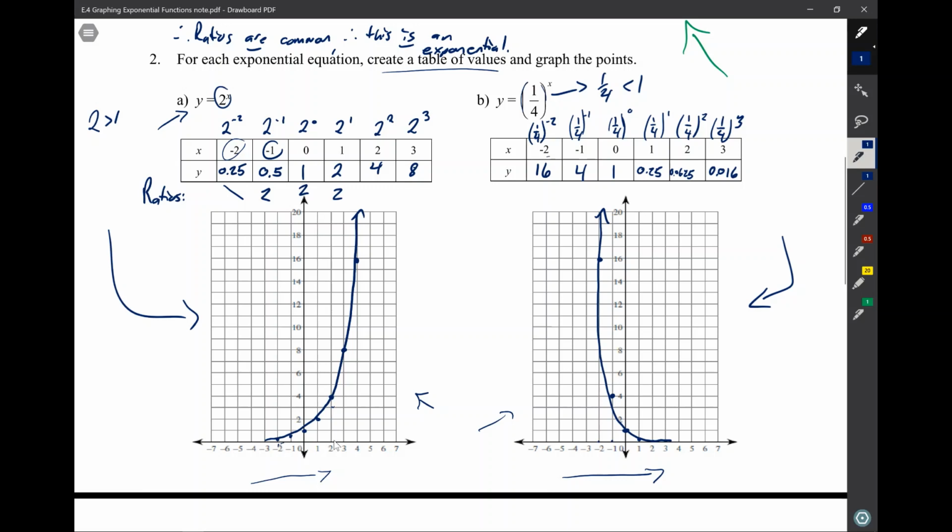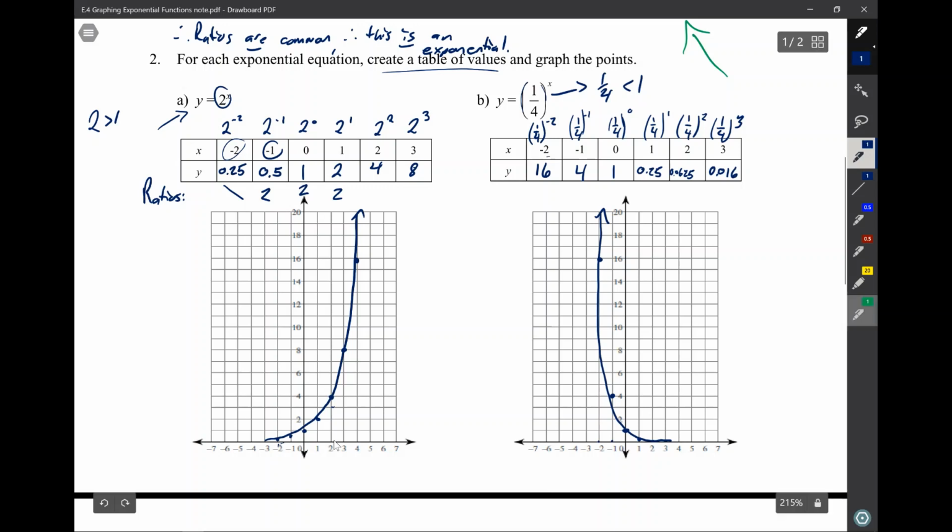As a bit of extra homework, just reflect a little bit on it. What do you think it would look like if our base was 1 for an exponential function? So if our exponential function was y equals 1 to the power of x, just think about how you think that would look.